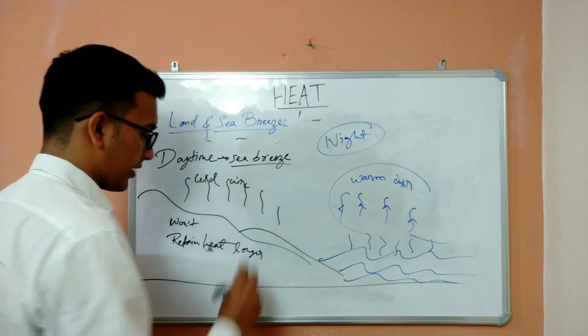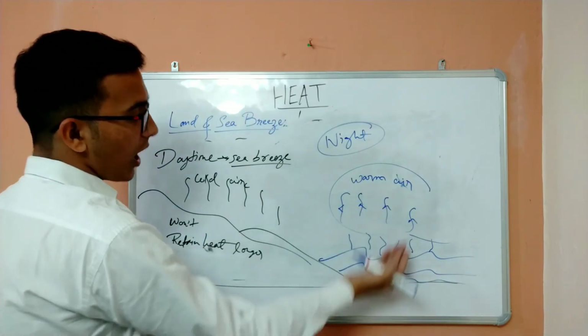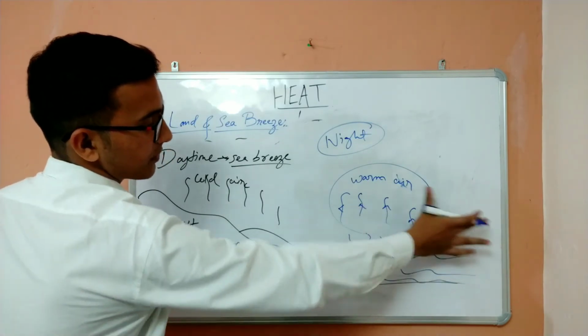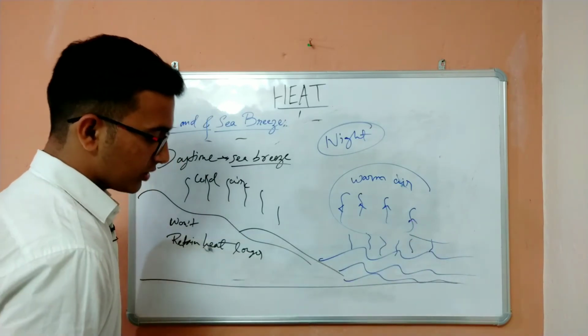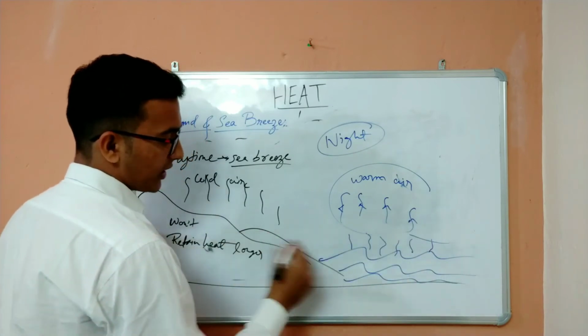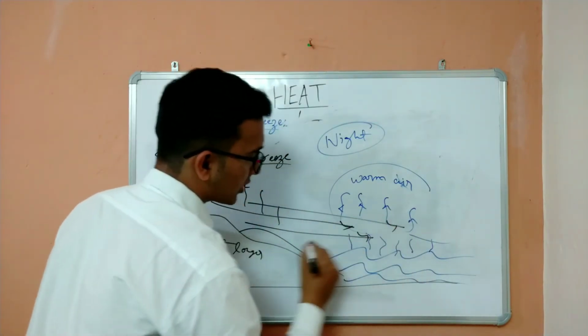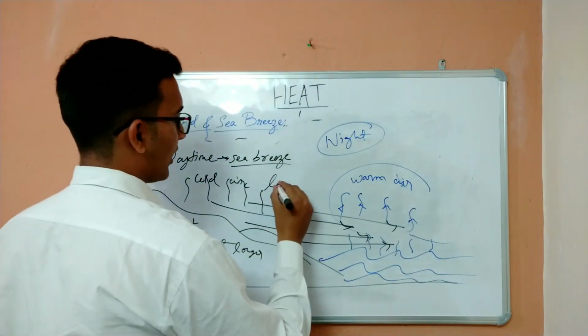Now this cold air has to move somewhere. Because warm air is going up in the sea, in this portion we are not having any air at all. So there has to be some air to go and cover up this place. So the cold air of the land will rush toward the ocean areas, and this is what we call land breeze.